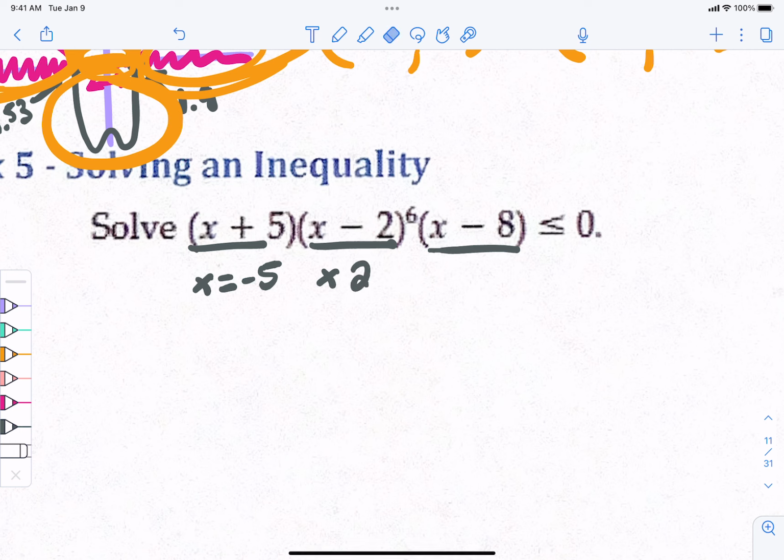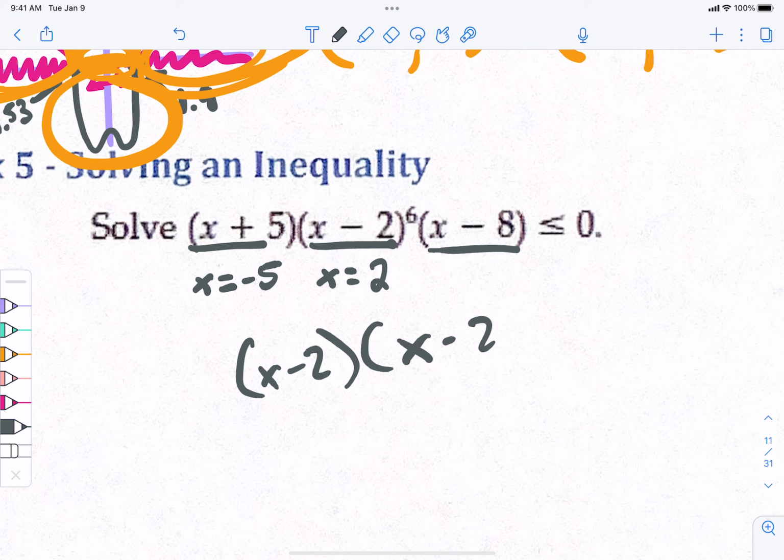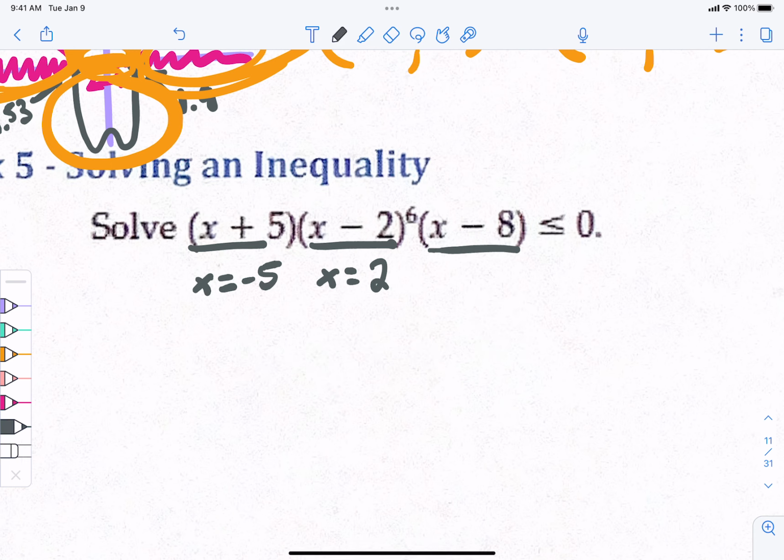Now, it is to the 6th power. What does that mean? That just means it's x minus 2 times x minus 2, 6 times. But it doesn't matter. I'm just going to have 6 critical numbers that are the value of 2. This has a multiplicity of 6, which means the number 2 shows up as an answer 6 times. We don't care about that. X equals 8. So we really only have 3 critical numbers.